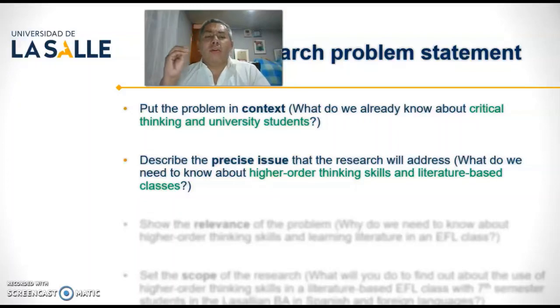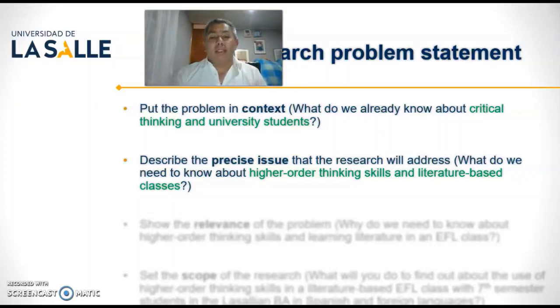Next, you should try to describe the precise issue that your study will address. In this case, what do we need to know about higher order thinking skills and literature-based classes? Notice that this is related to the context that you have presented before, but now you are addressing specifically the situation that you are interested in. And here is where you can explain why higher order thinking skills and not, for example, low order thinking skills, and why literature-based classes and not business-based classes or any kind of class that people can think of.